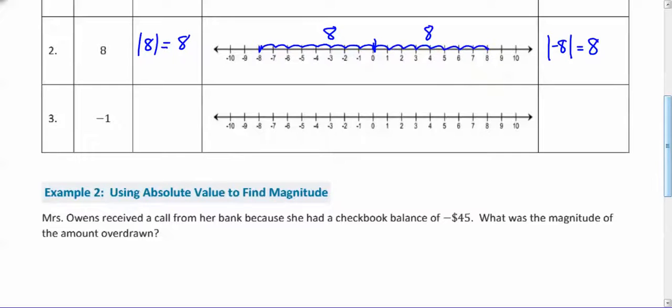The absolute value of -1. Manson, what's the absolute value of -1? 1. Very good. If you're looking for a challenge, this is not the lesson for you. All right, so -1 has an absolute value of 1. What other number has an absolute value of 1? Ava? 1. Yep.